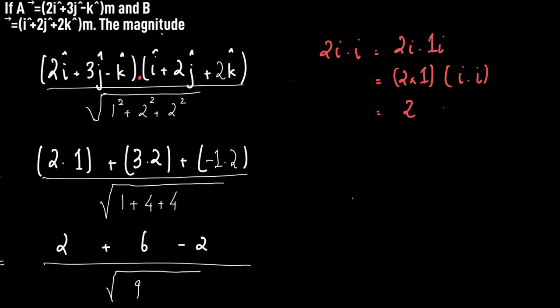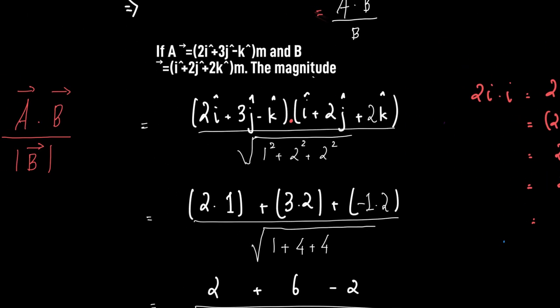What is 2 into 1? 2. What is i dot i? i dot i is magnitude of i into magnitude of i into cos of the angle between i and i. This is vector i, and this is vector i. The angle between them is theta equal to 0. So that becomes cos 0, which gives us 2 into magnitude of i, which is 1, into magnitude of i, which is 1, into cos 0, which is 1. So that gives you 2. Similarly, we have the j and the k components.